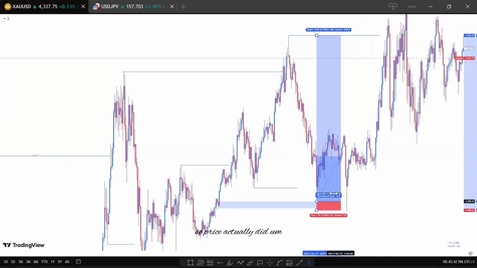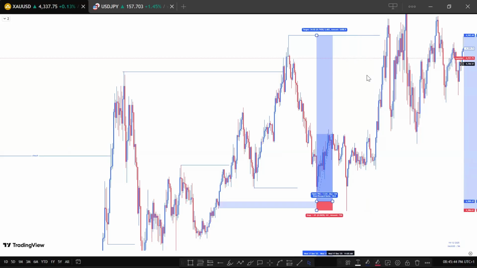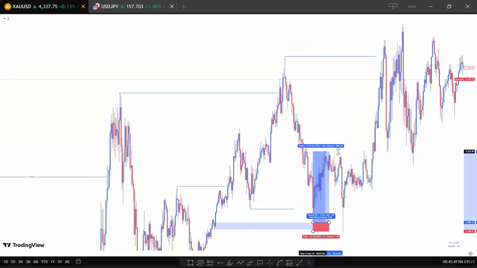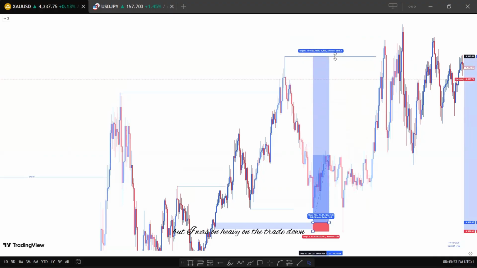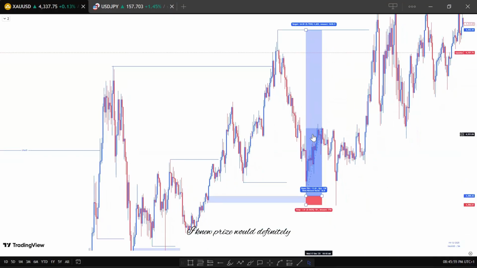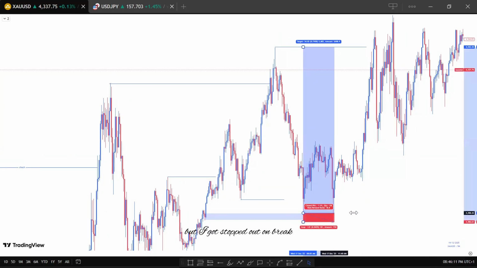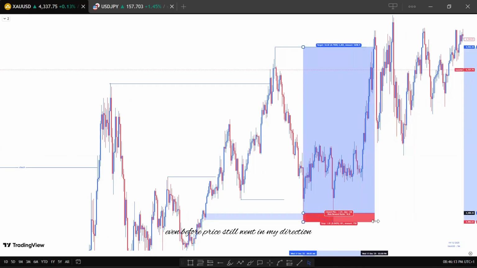So price actually did like a 1:5 here. Sorry, a 1:8 risk reward. But I was heavy on the trade down. I knew price would definitely go to this, my take profit here. So this is basically a 1:18 risk reward. It's very big here. So if you risk 0.5% of your account on this trade, you would be in for a lot of money. But I got stopped out on break even before price still went in my direction.